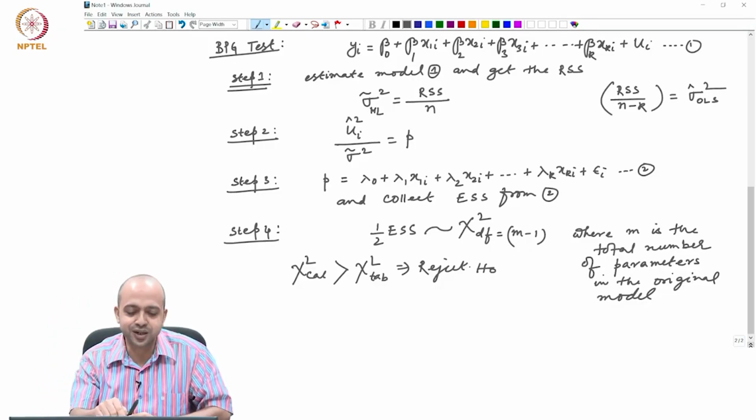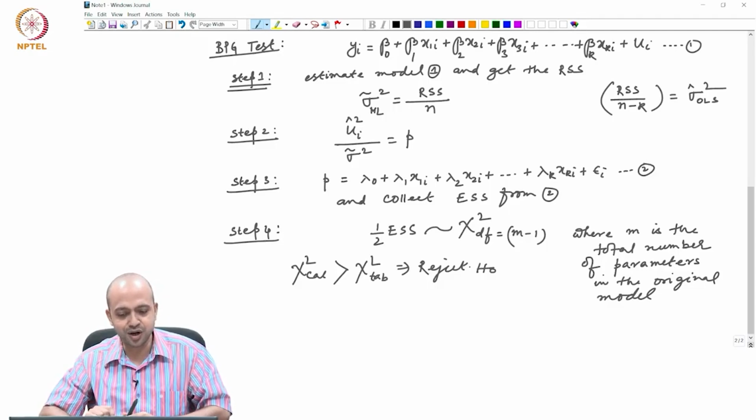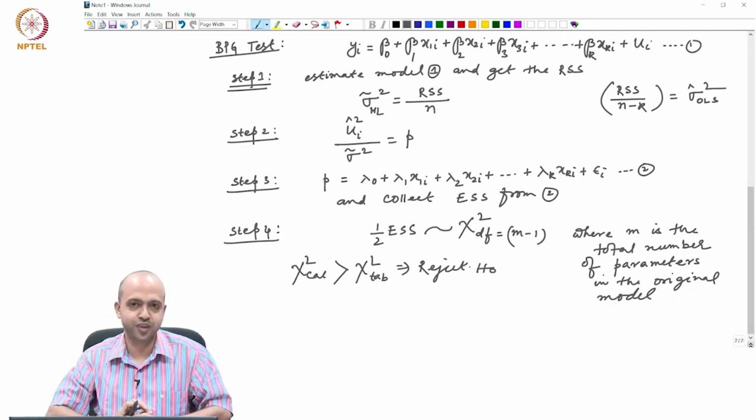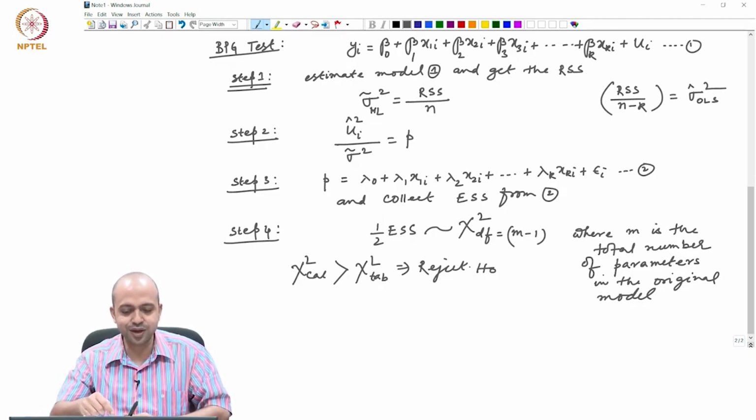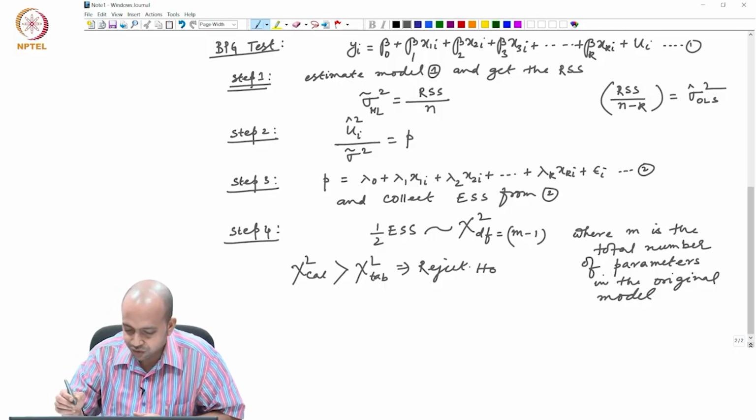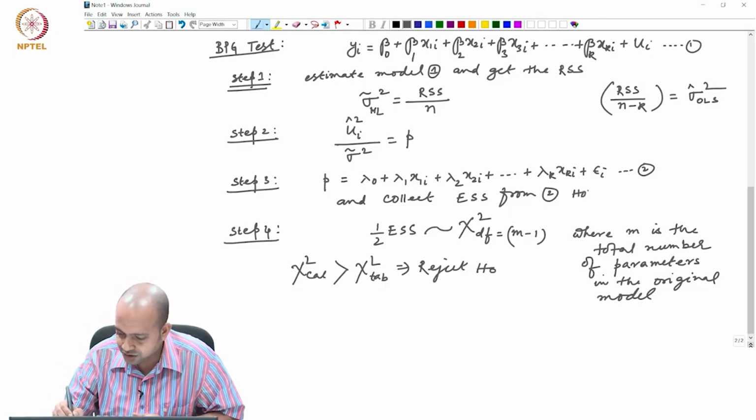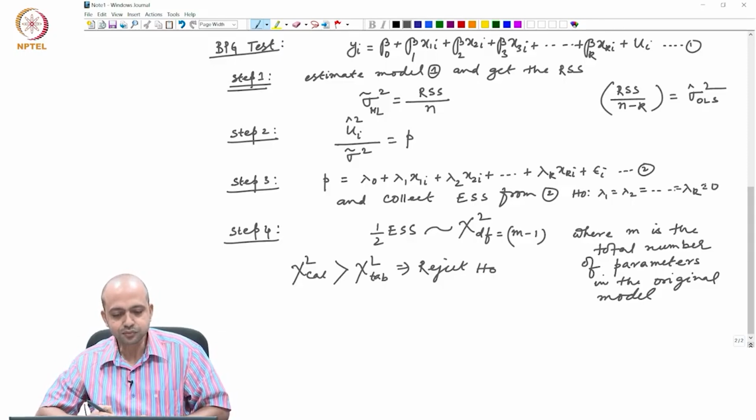Then we are adjusting our u_i hat square by this newly estimated sigma tilde square and defining that as P. So, if this adjusted error term has something to do with your explanatory variable, then obviously this P defined in this way should be explained by this parameter. That means from this model I am testing the hypothesis lambda 1 equals lambda 2 equals lambda k equals 0 or not, that I am testing.